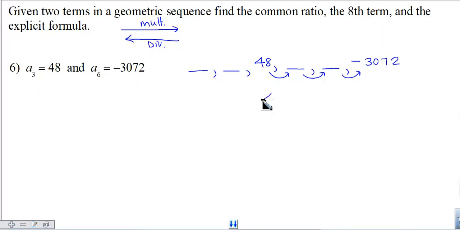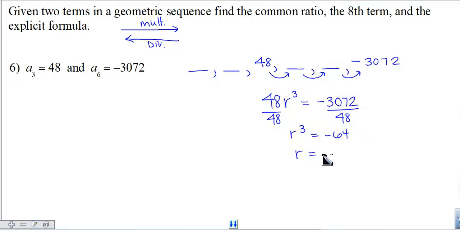So we've got 48 times the ratio 3 times. And that's going to be equal to -3,072. To solve, since these two terms are multiplied, I'll divide both sides by 48. R cubed is equal to -64. Again, to get rid of something that is cubed, I'll take the cube root of both sides. So r is equal to -4.